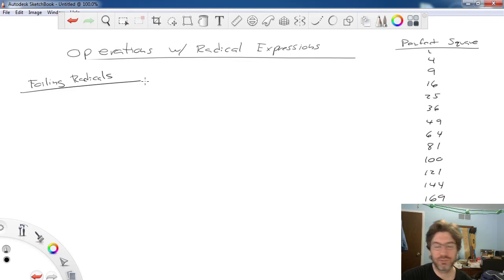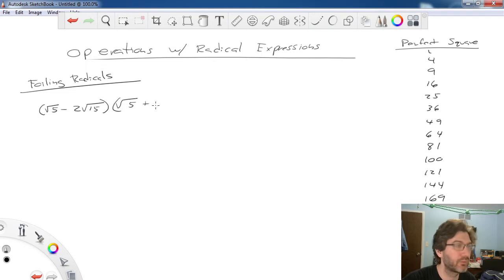Foiling radicals. Yeah, it sounds difficult because foiling was kind of new and scary, but you're pretty good at it by now, and it is just the distributive property, and you are just distributing like you normally do when you FOIL. So let's say we have the square root of 5 minus 2 square roots of 15 times square root of 5 plus square root of 15, right? You are just going to FOIL it. And remember, FOIL: first, outer, inner, last.